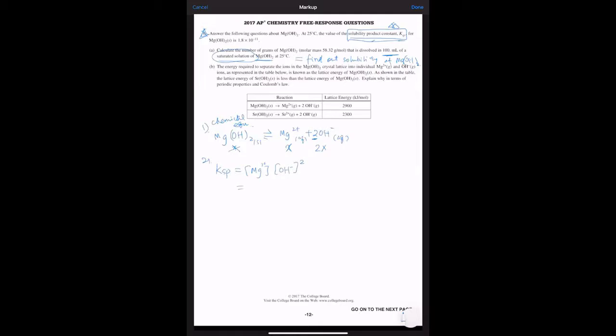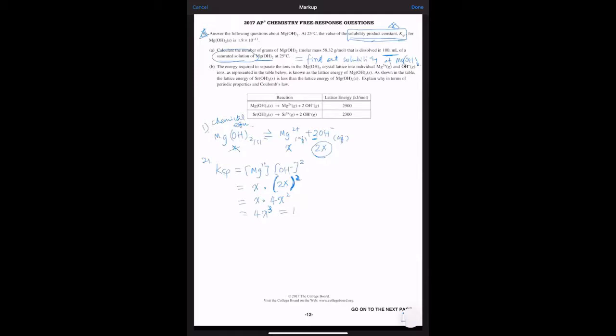You plug the X into this equation. So here you have X times 2X, but you need to have a parenthesis and then square, because this 2X is the concentration of the hydroxide, and you should have the square of the total concentration of the hydroxide. Sometimes students don't put a parenthesis, so they just partially square the 2X, and that is not correct. So that equals X times 4X squared, which gives you 4X cubed equals KSP.